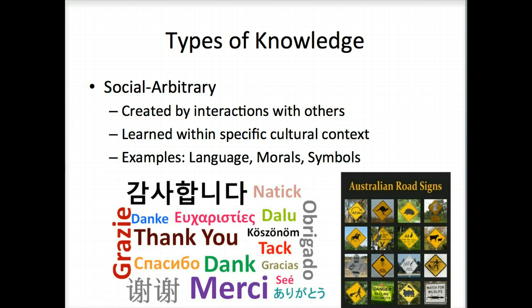And then last is the social arbitrary knowledge. These are created by our interactions with other people, and they tend to be culturally specific. In other words, the context in which we learn them and the culture in which we learn them. Things like language and morals and symbols all depend upon where you are in the world and what culture you happen to be in. So, for instance, road signs in Australia have very different meanings, or actually the same meanings as road signs here, but the symbols that they represent and things like that are all dependent upon the context in which they are.